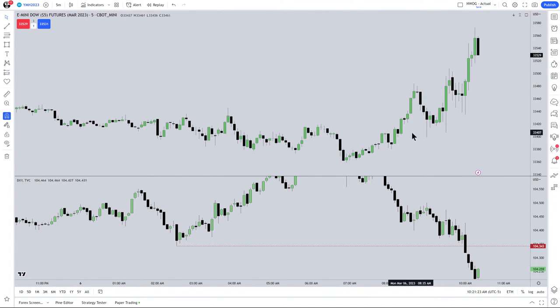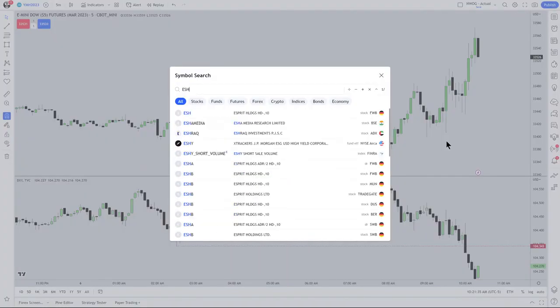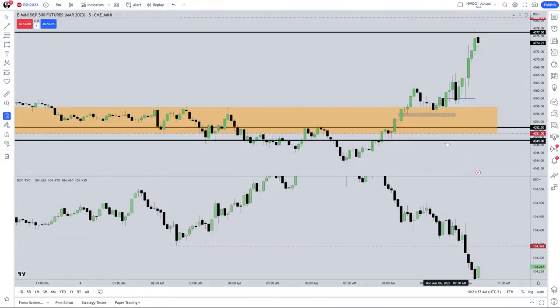I'm waiting to see if my live stream's showing my cursor. Okay, I can see it now. So this low here in relationship to that low. We have a higher low on Dow, and on ES, we have a lower low, comparably. See that? As it trades into the fair value gap.